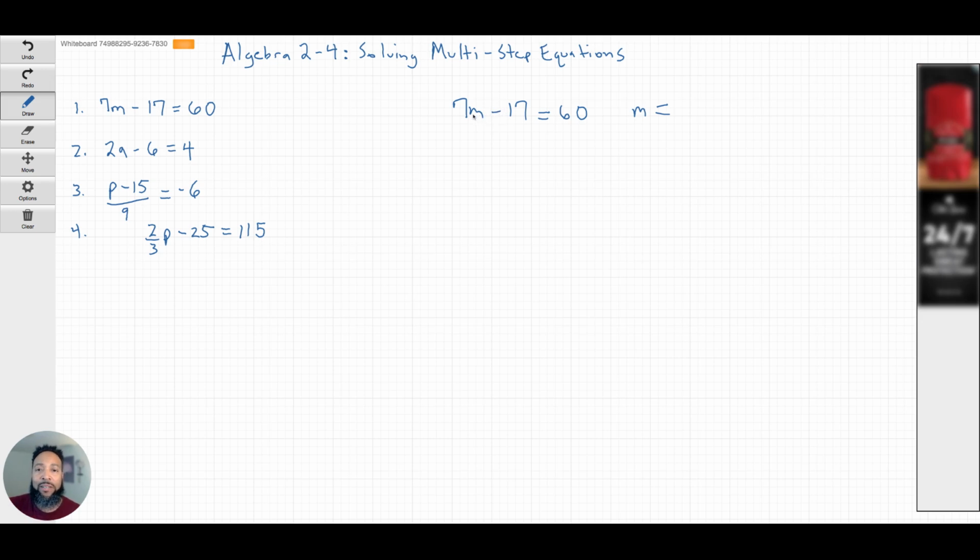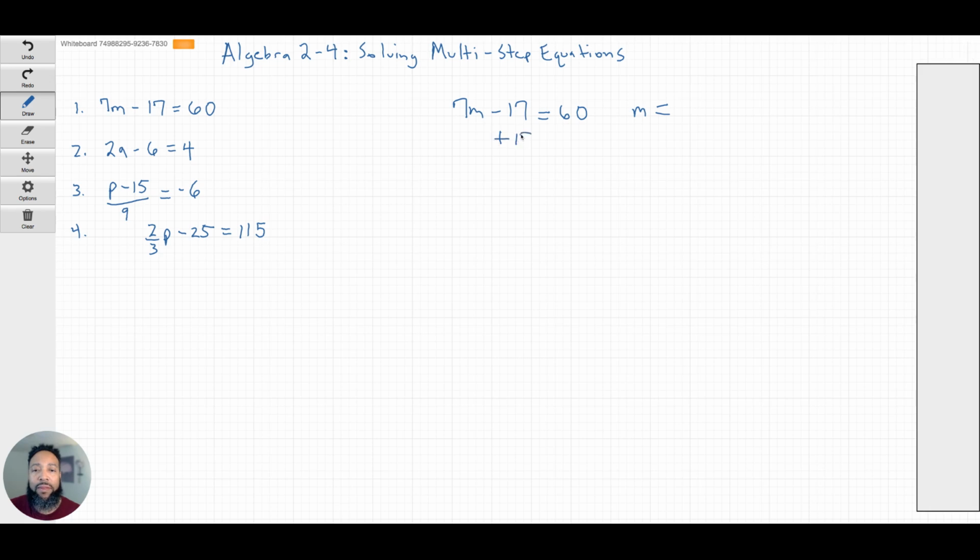So for instance, 7 times m, the 7 is attached to the m. So we don't want to deal with that just yet. We want to work our way outside and in. So now we have a negative 17 on this side, and that's what we want to get rid of first. So the first thing we're going to do is say minus 17. How do we get rid of it? We want to add 17 on both sides.